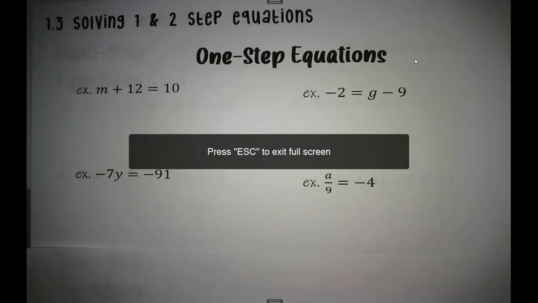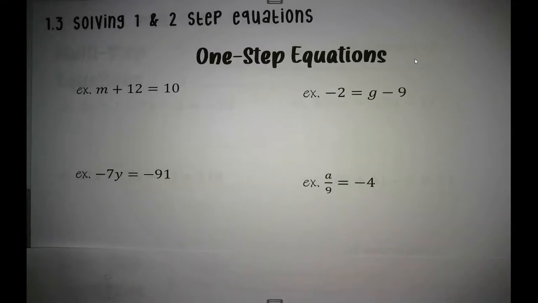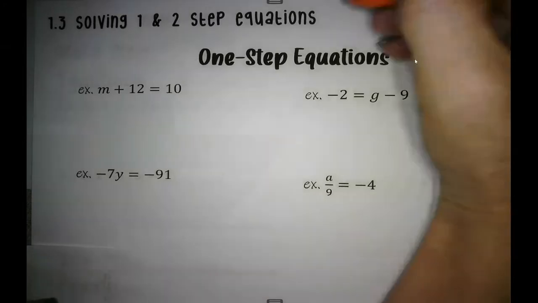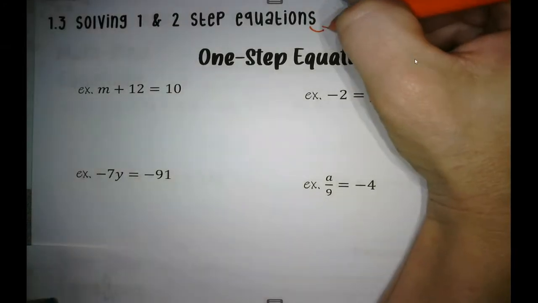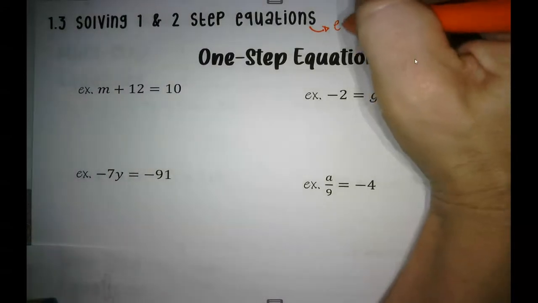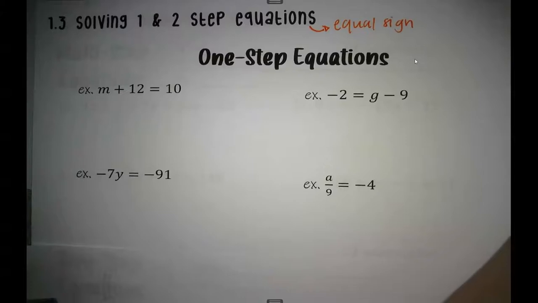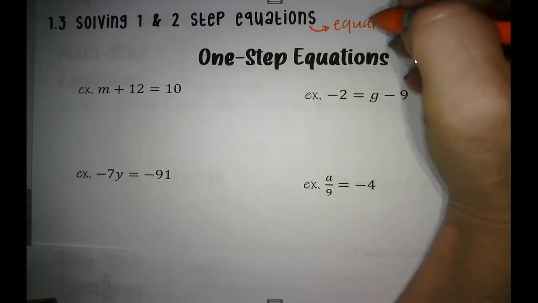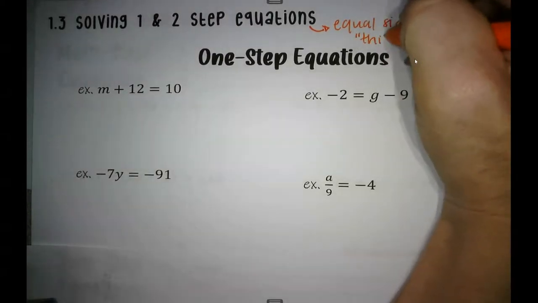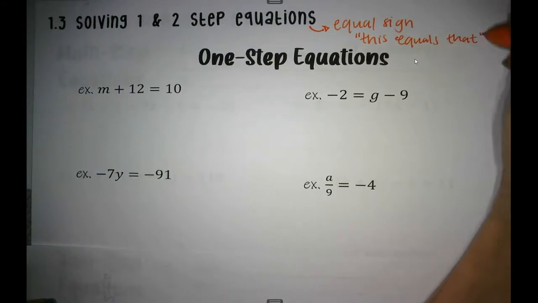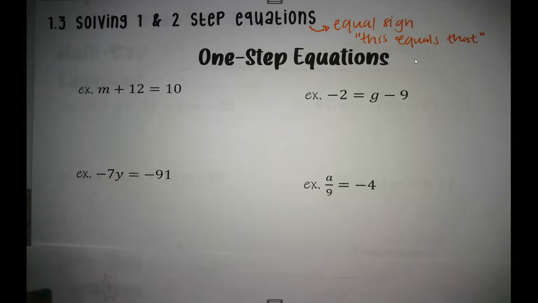Let's look at one-step equations. So now we are at the fun part, and we are with equations. Equations are going to have our equal sign, and it says that this equals that. So now you're going to have to solve for a variable.